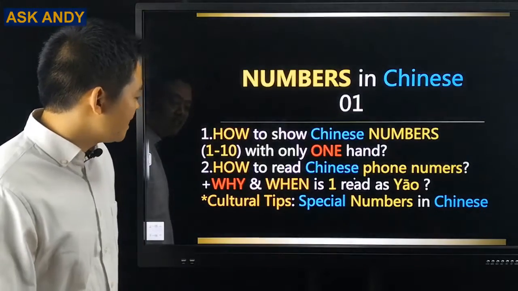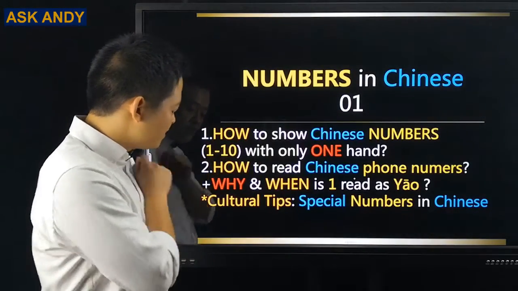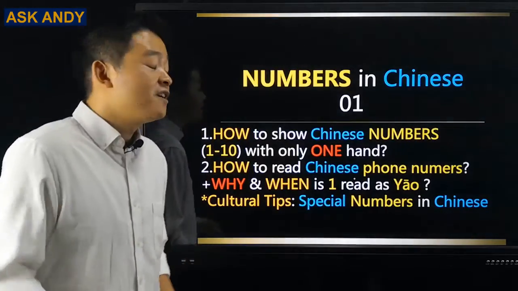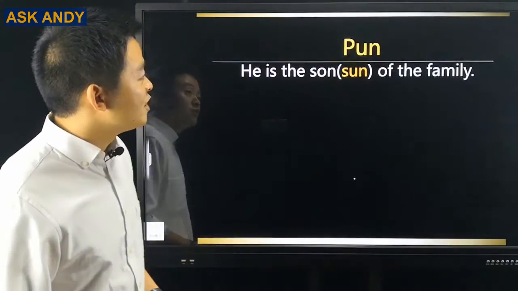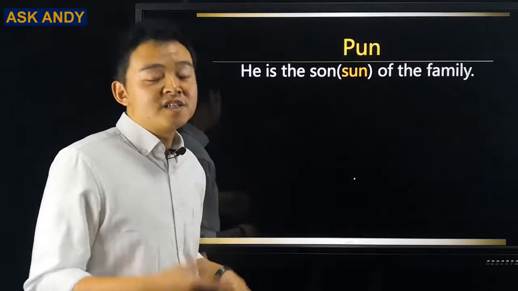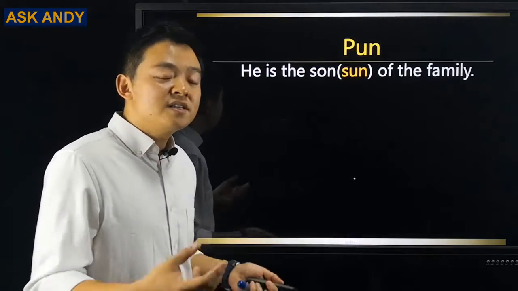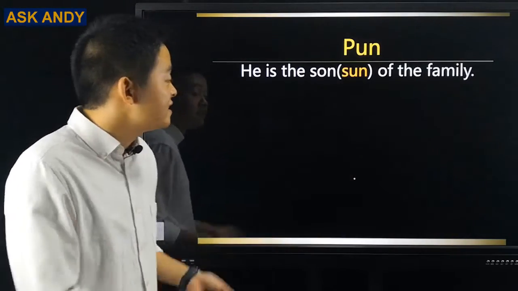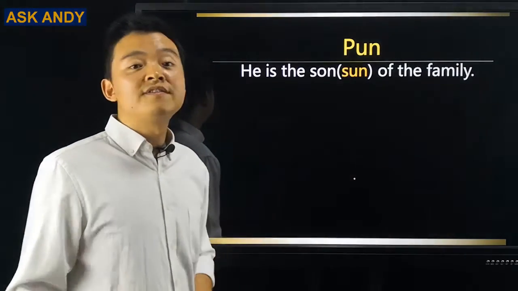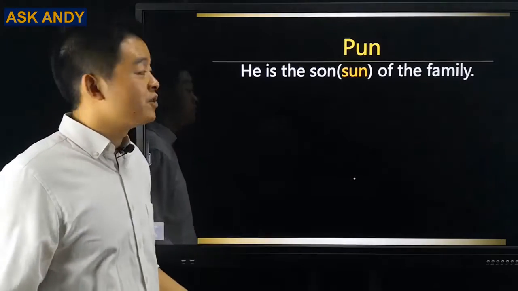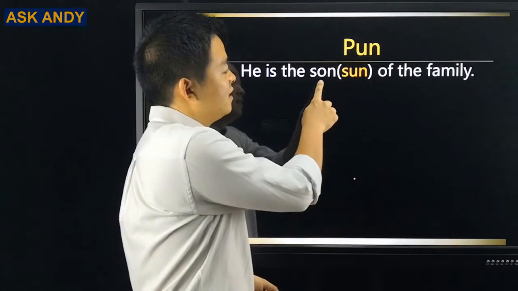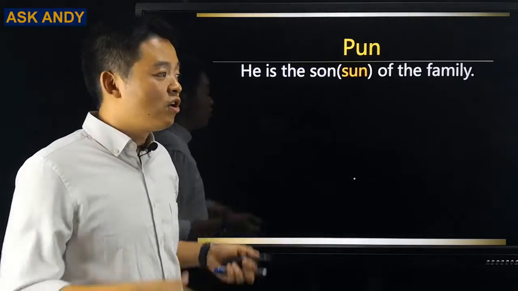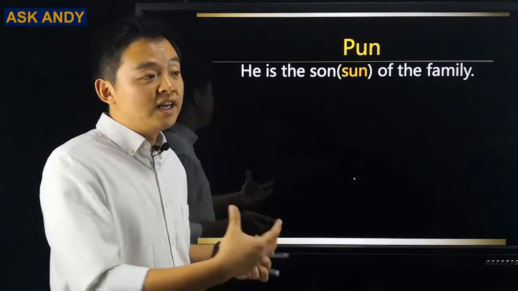Okay, we have done question 1, question 2. And right now, let's move on to culture tips. Special numbers in Chinese. Why are these numbers special? Because it is something similar to what we have in English, that is pun. So what is a pun? Let's see this example. He is the son of the family. If you're an English speaker, you can understand this son is related to the sun. So that is a pun in English. So all these special numbers are related to puns.